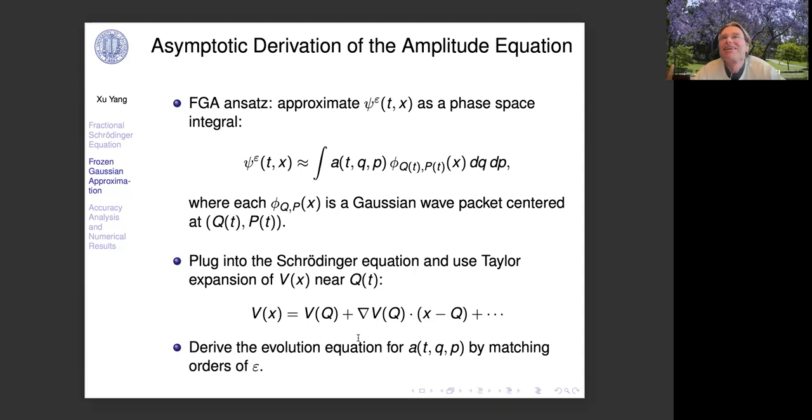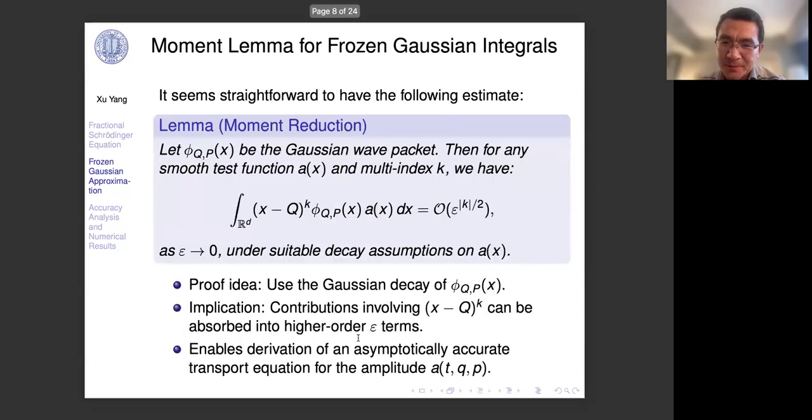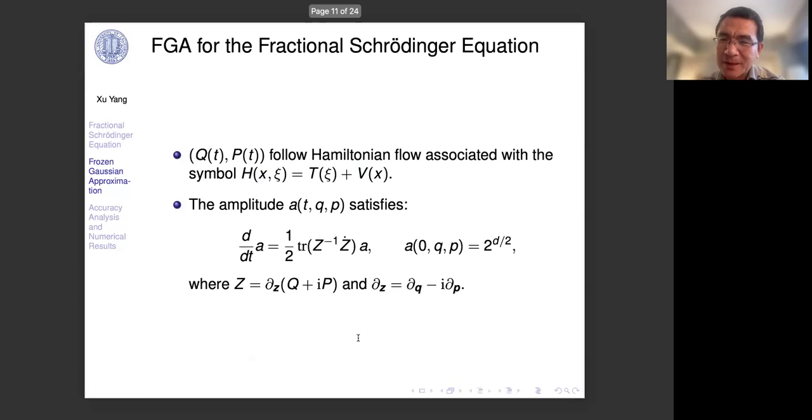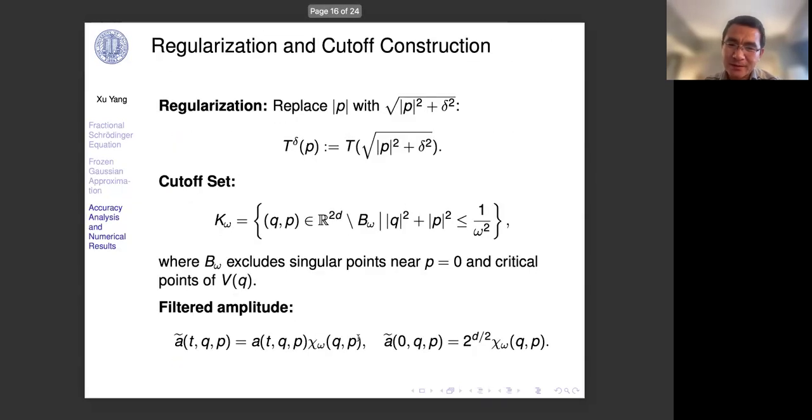Some technical challenges here. I was just wondering, when you do the analysis and you have these regularization parameters, delta and omega, do you do a joint limit, choosing this depending on epsilon, or a sequential limit? Numerically, we did choose to relate it to epsilon.